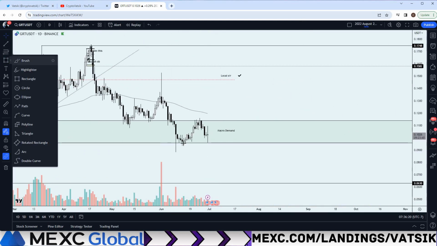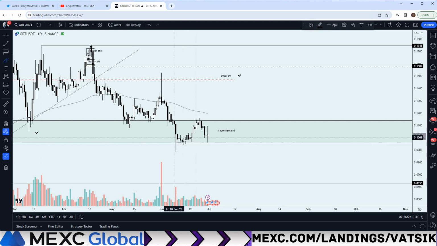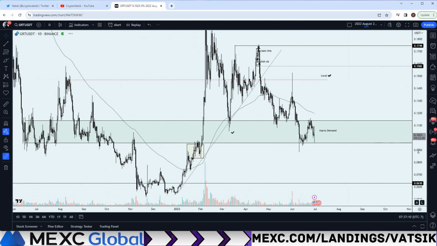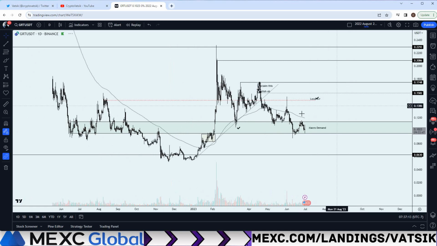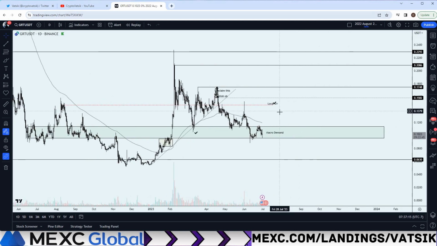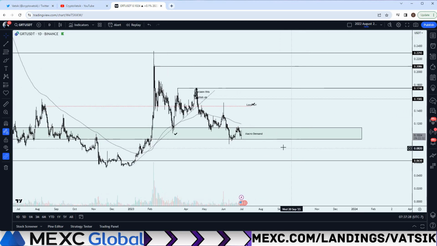We did in fact reclaim the demand zone quickly thereafter, after that major wick that we had, and now we're just trading back inside that zone. So now just looking at this objectively, zooming out, coming at it with a clean slate, I think we are seeing a form of reaccumulation still.